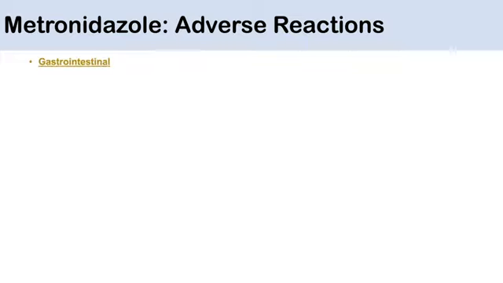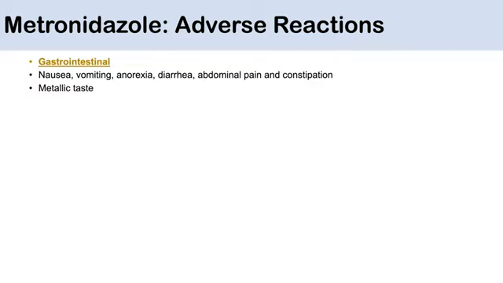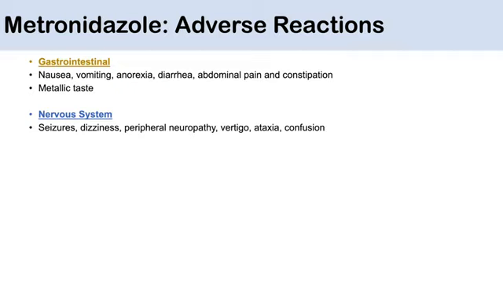So what are some of the adverse reactions of metronidazole use? Some of the big ones are gastrointestinal side effects. These include nausea, vomiting, anorexia, diarrhea, abdominal pain, and constipation. And taking it PO, a patient may complain of a metallic taste, so it's an unpleasant metallic taste. Some of the other adverse reactions include nervous system side effects, which include seizures, dizziness, peripheral neuropathy, vertigo, ataxia, and confusion. There are some allergic reactions, including urticaria and rash, that can occur with its use.